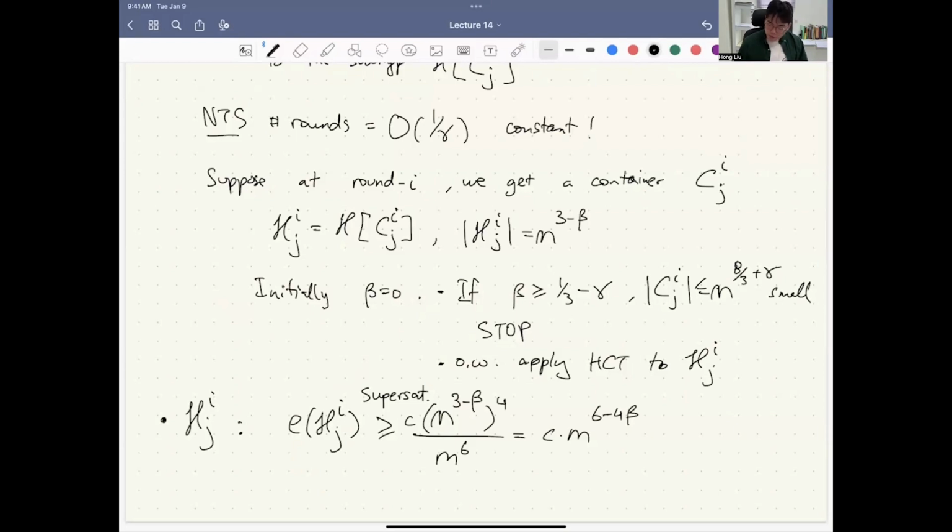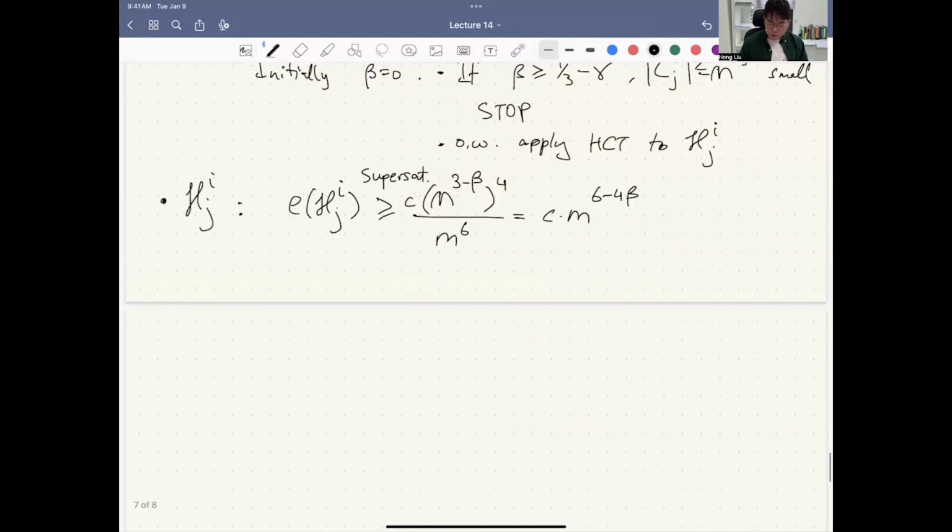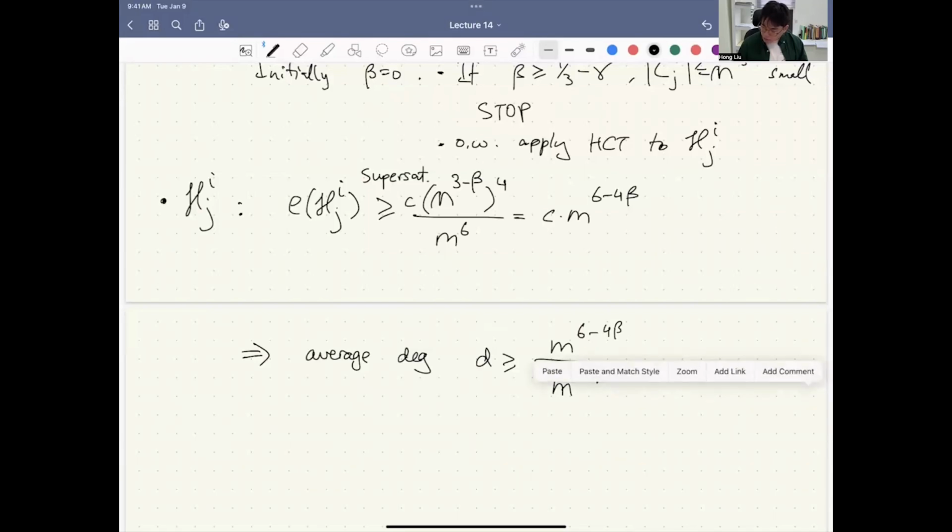And this implies that the average degree D is at least constant times m to the 6 minus 4 beta over the number of vertices. The number of vertices is m to the 3 minus beta, right? So you get m to the 3 minus 3 beta. This is the average degree.